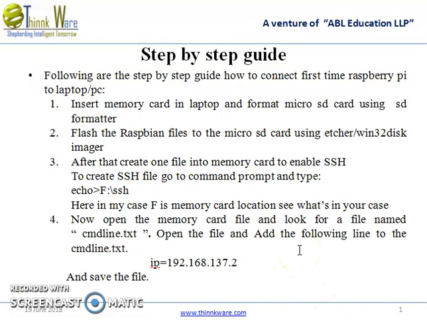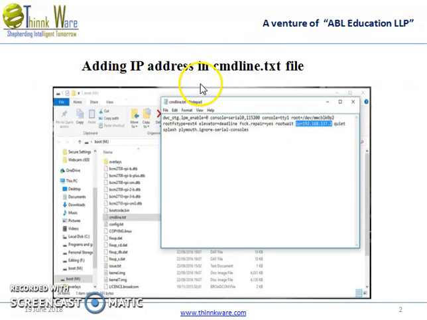Step 4. Now open the memory card and look for a file named cmdline.txt. Open the file and add the following line to cmdline.txt. The IP is 192.168.137.2, and save the file. Adding the IP address in the command line. Here we have written the IP address.